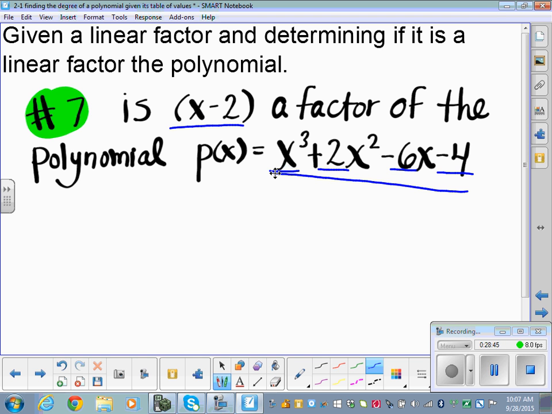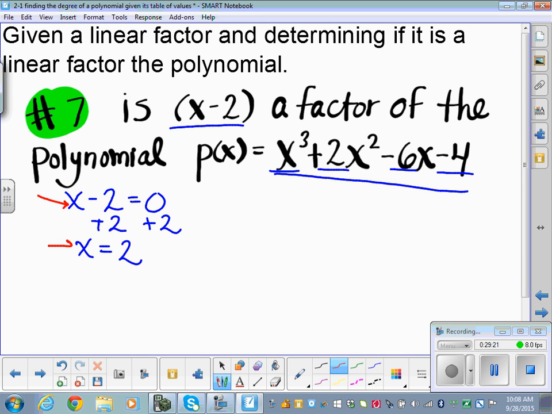Okay, so let's pretend it's a linear factor we know for sure. So we know if it's a linear factor, we can set it equal to 0. Is that true? Does that make sense? If it's a linear factor, we can set it equal to 0 and solve for x. So let's do that. Let's pretend this is for sure a linear factor. Let's set it equal to 0 and solve for x. So what would I do? Add 2 to both sides. So we would get x is equal to 2. Okay, so everybody listen carefully. If this is a linear factor, then this would be a root.